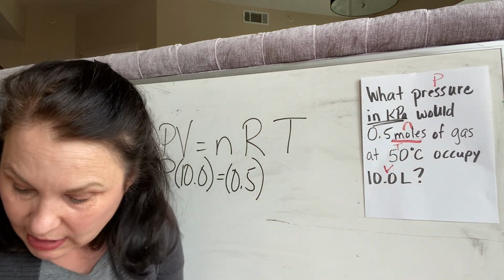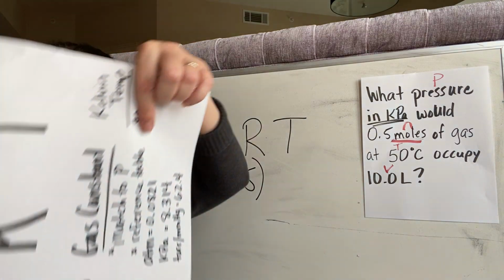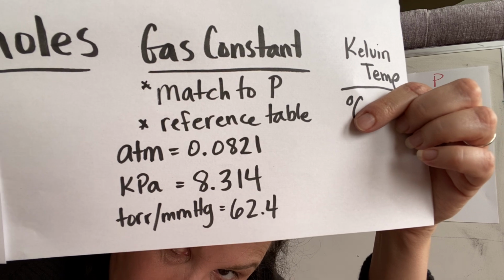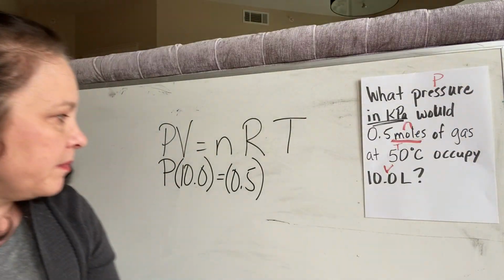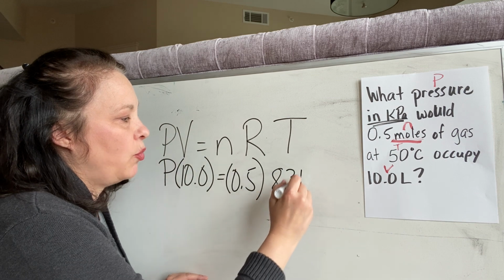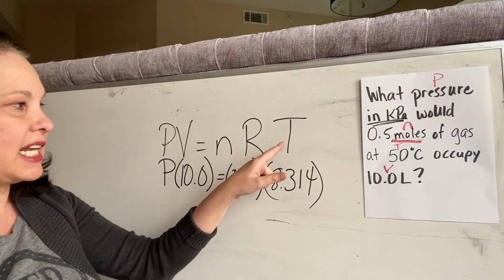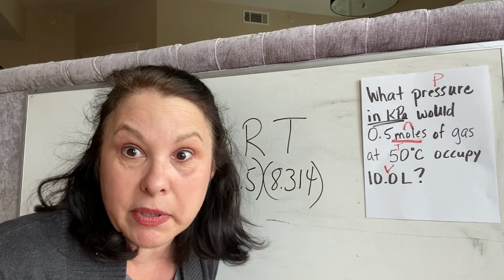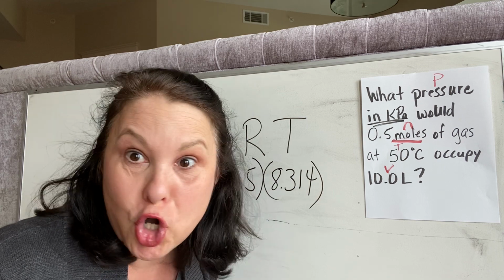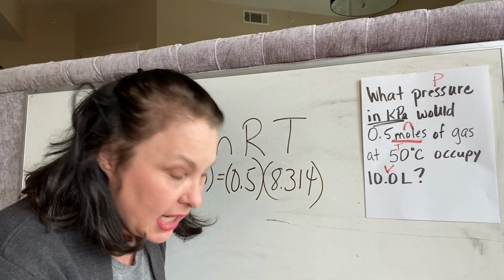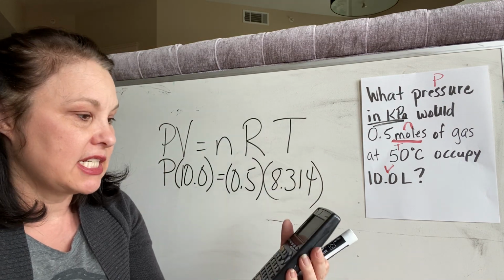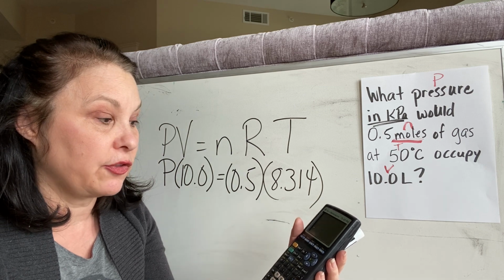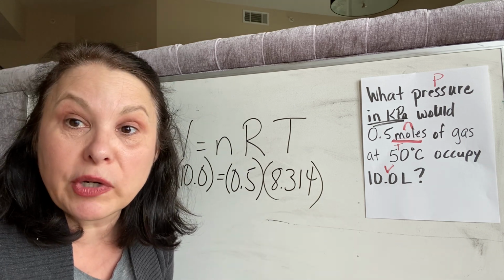kilopascals. So what I'm going to do is either go to my reference table or go back to this and say, if it's kilopascals, my R has to be 8.314. Finally, that takes us to my temperature. I'm told it's 50 degrees Celsius. You better not be plugging in 50 degrees Celsius. No. Instead, pick up your little calculator and say 50 plus 273 to get that in Kelvin, and it is 323.